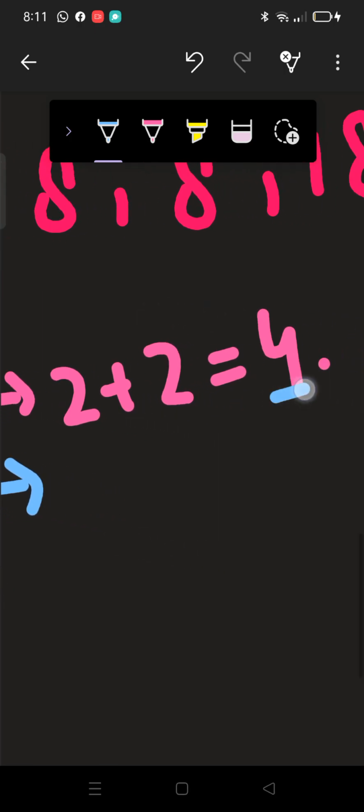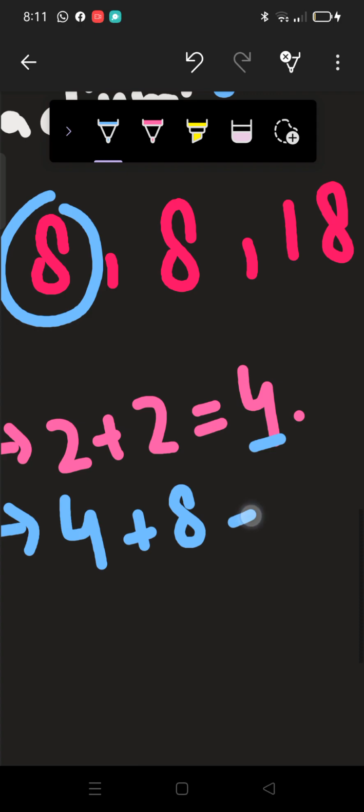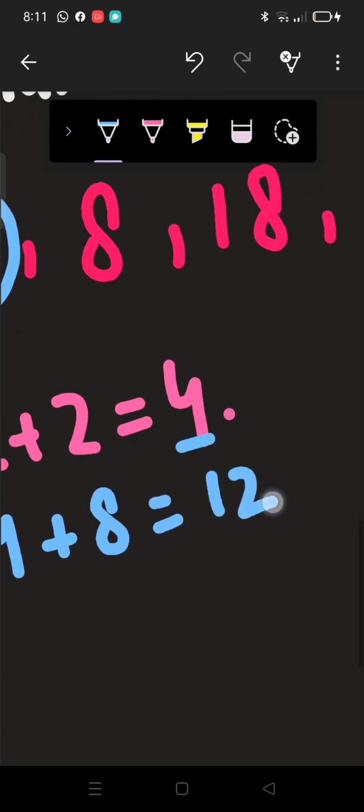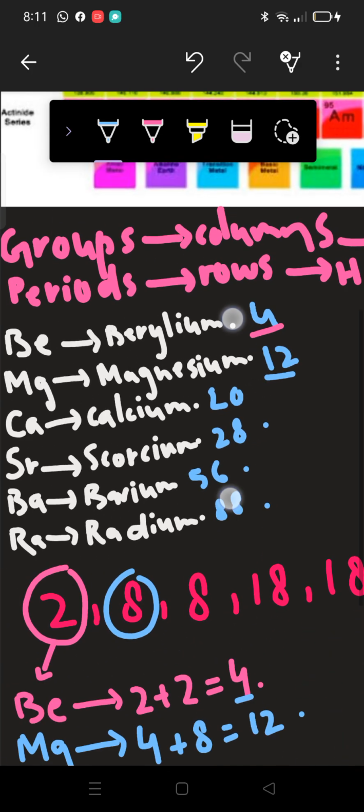Then what we got: 4. So we wrote here 4 plus 4. Now what we have? 8. So now we have to add 8. So 4 plus 8 gives us 12. So as you can see here, the atomic number of magnesium is 12.